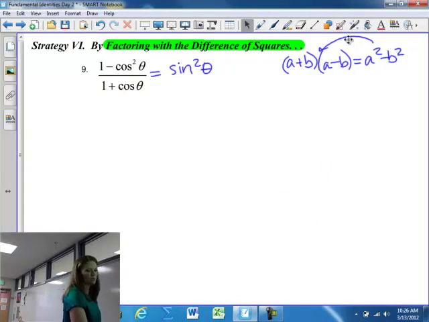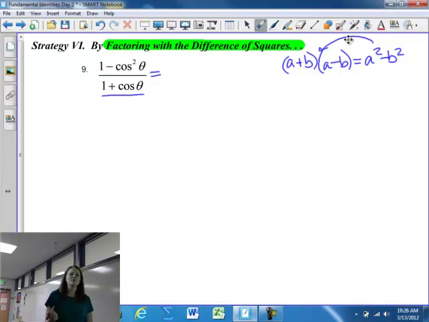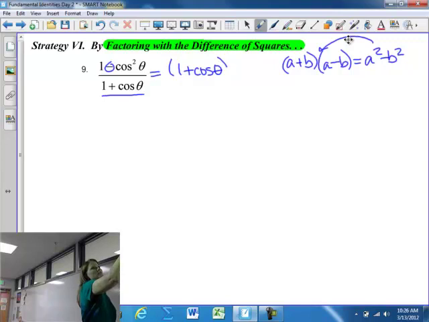So don't just blindly change everything to sines and cosines or blindly plug things in. Kind of look at where you're going. I have a 1 plus cosine in my denominator, and I have something squared on the top, and I see a minus right there. So this is really the difference of squares. It would be 1 plus cosine of theta, rather, cosine of theta, we like our x's, and 1 minus the cosine of theta.